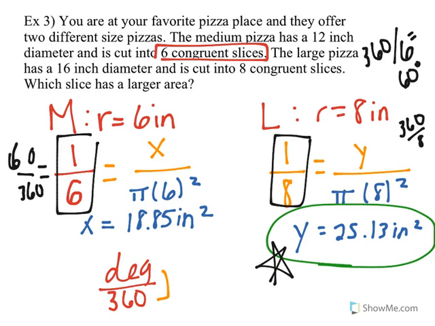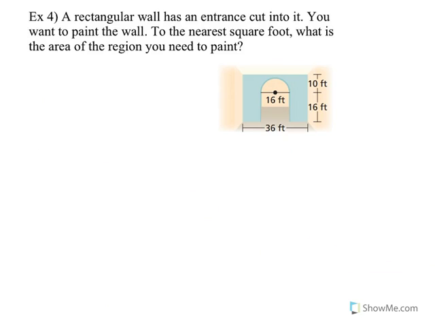Okay? And finally, last but not least, let's look at our last example. Our last example says that a rectangular wall has an entrance cut into it. So we can see we have our little entrance cut into it here. And it says you want to paint the wall, to measure to the nearest square foot, what is the area of the region you need to paint? So we're painting the wall, not the opening. So we basically need to figure out the area of everything I just outlined in red.